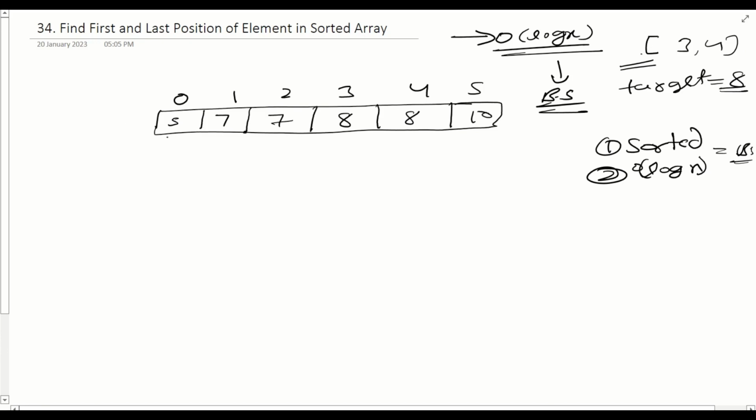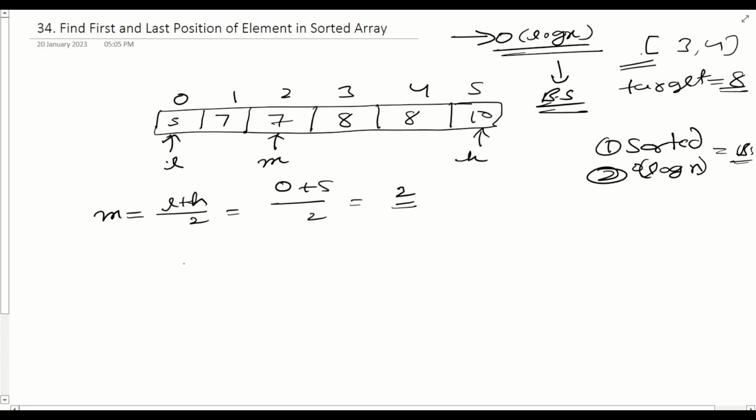What typical approach do we follow? Here will be low, here will be high, and then we need to find mid, which will be low plus high divided by 2, that is basically 0 plus 5 divided by 2, that is basically 2. So our mid will be over here, and then we need to check if a of mid equals target, basically 7 equals target. If yes, then we'll return, otherwise we won't return, right? So in this case it's not equal.